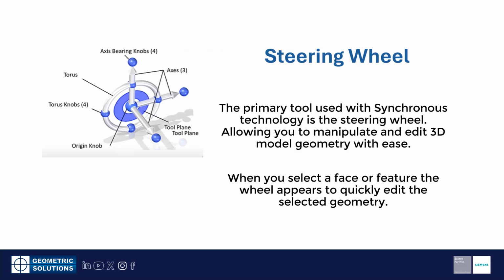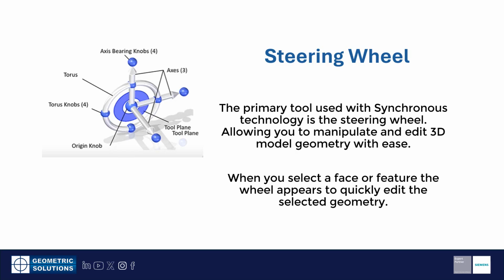The steering wheel. This is the primary tool used with synchronous technology when implementing design changes, allowing you to manipulate and edit your 3D model part or assembly with ease. This tool appears whenever you select a face or a feature on your 3D geometry. Without even needing a sketch, you are able to quickly modify the surfaces or edges of your part or assembly.